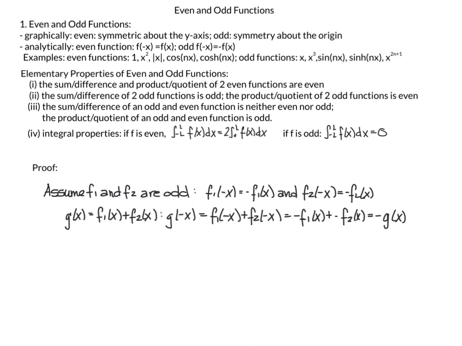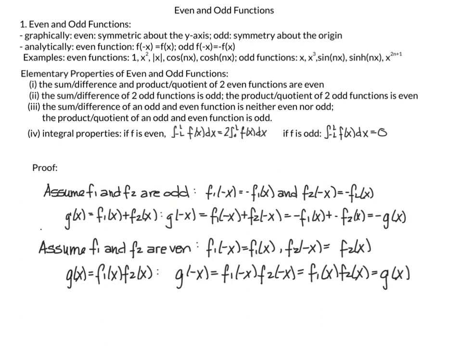So now what I need to do is look at g of negative x, but that's going to be equal to f1 of negative x plus f2 of negative x. But since f1 is odd and f2 is odd, that's equal to negative f1 of x plus negative f2 of x, which is equal to negative g of x. If I plugged in x into here and then put a negative in front at the very end. So I've shown that the sum of two odd functions is odd.